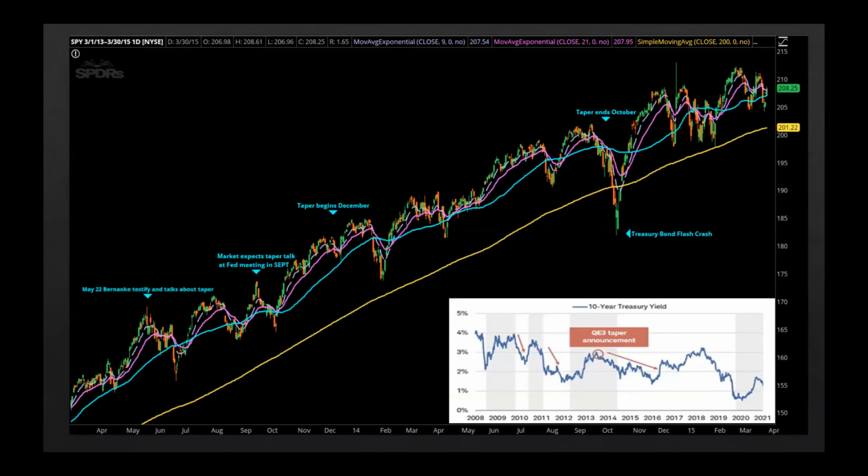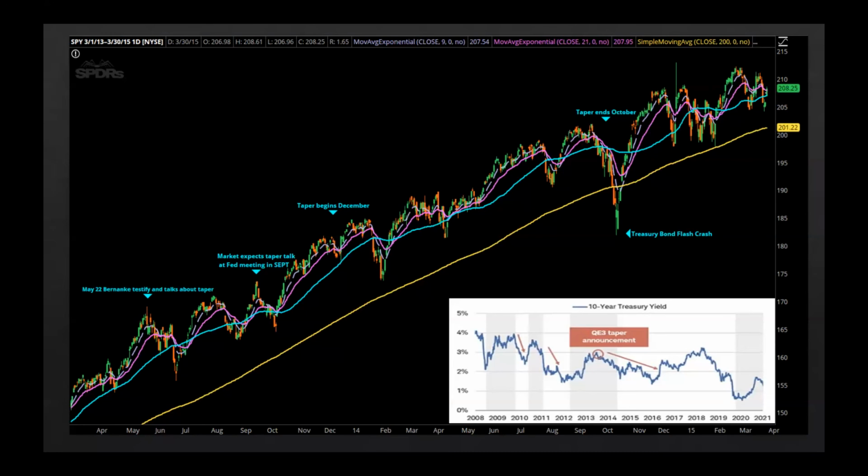And then taper ended in October. And interestingly enough, we actually had a flash crash in the Treasury bond market. So, interesting. That was the year that we had the flash crash. Stocks just dove down below their 200. Really, there's never been any explanation for that flash crash. But the market again, within a short period of time, was back to highs.